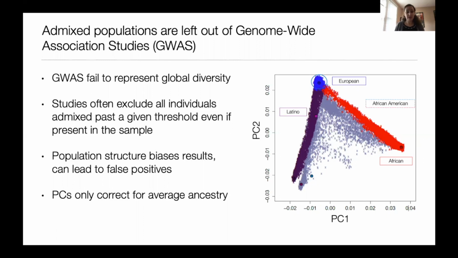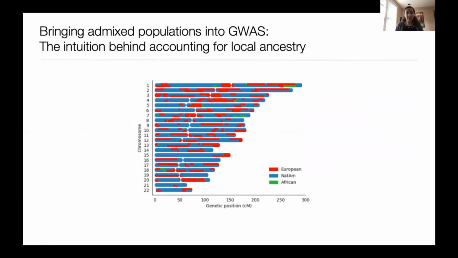Admixed individuals specifically are usually discarded due to concerns over population structure, as if there is population structure, this can bias your results by resulting in false positive associations. So the way that we handle this issue is by incorporating local ancestry.